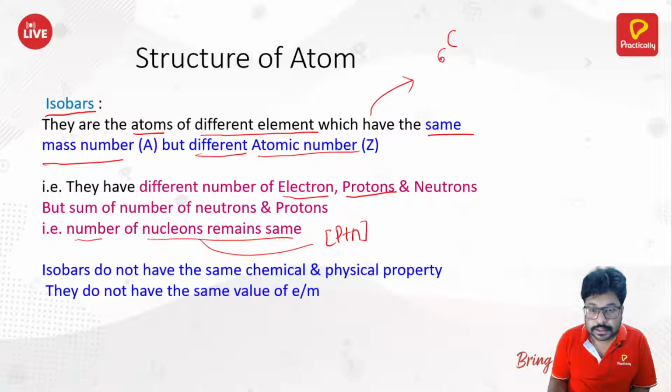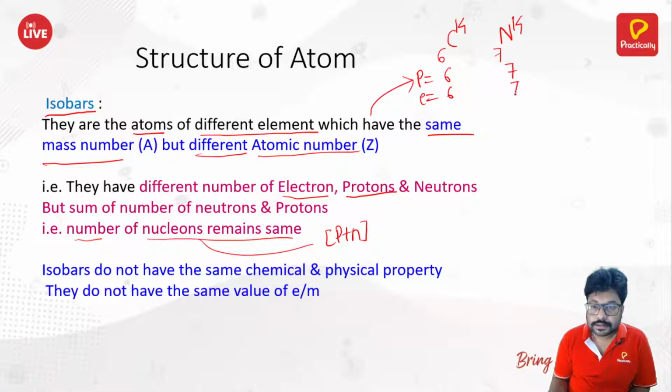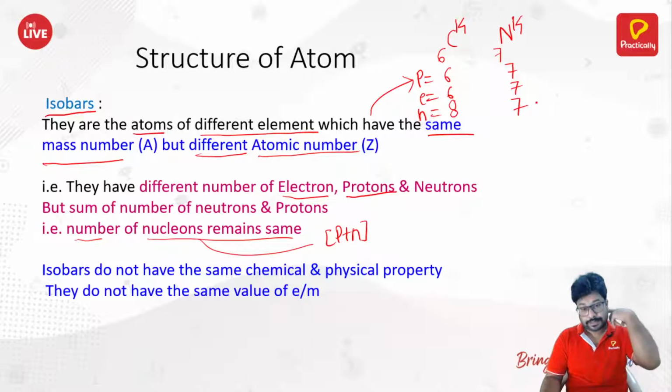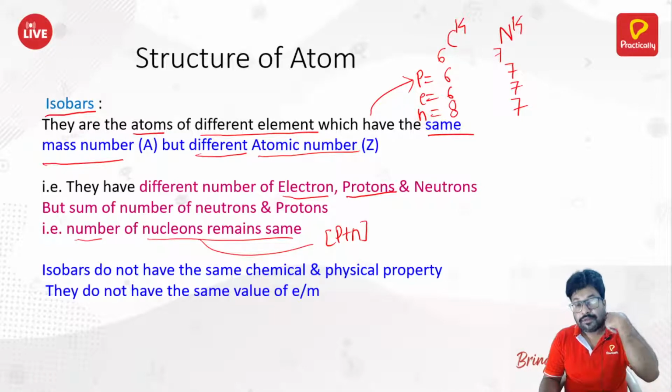Carbon, atomic number 6, mass number 14. Nitrogen, atomic number 7, mass number 14. Now you can look at it clearly here. How many protons do they have? 6, 7. How many electrons do they have? 6, 7. See, both are different. How many neutrons do they have? 14 minus 6, 8. 14 minus 7, 7. See, everything is different between them.